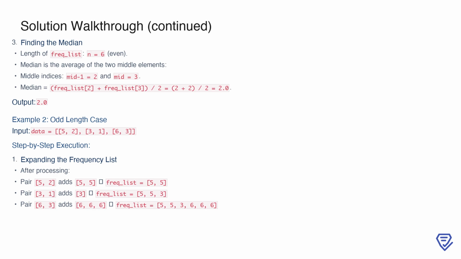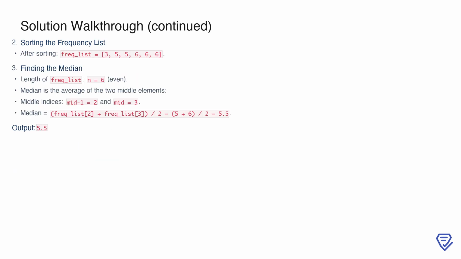Moving on, let's look at a second example where the input list has an odd length. In this second example, the input is 5, 2, 3, 1, 6, 3. First, we expand it into a frequency list. The pair 5, 2 adds 2 copies of 5, giving 5, 5. Then, 3, 1 adds 1 copy of 3, resulting in 5, 5, 3. Finally, 6, 3 adds 3 copies of 6, which gives 5, 5, 3, 6, 6, 6.